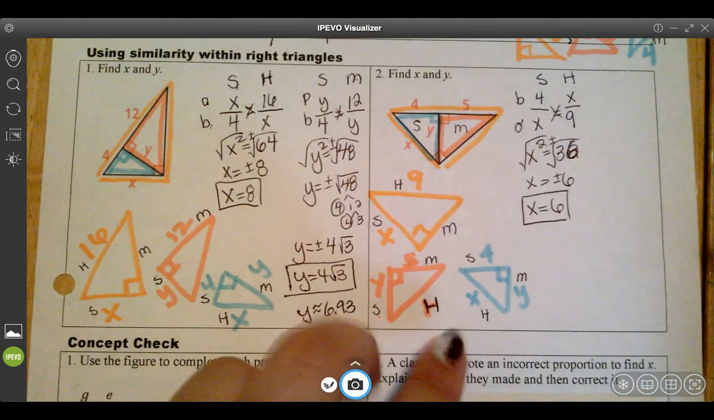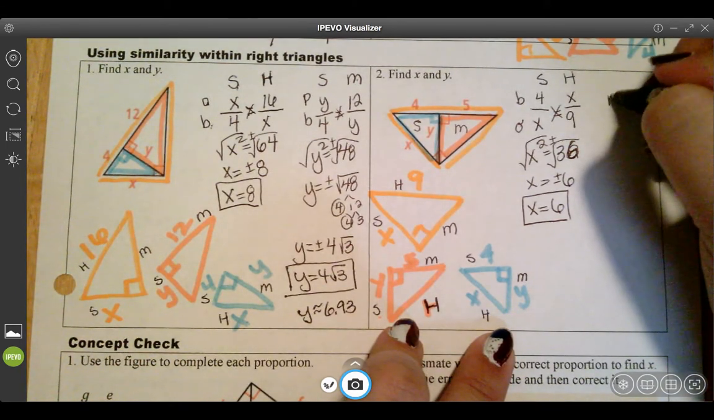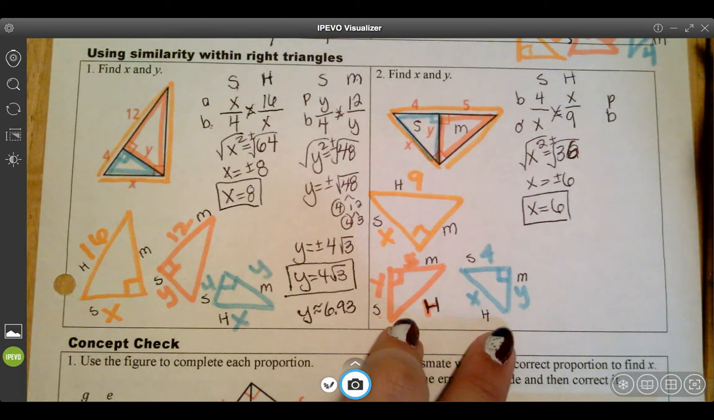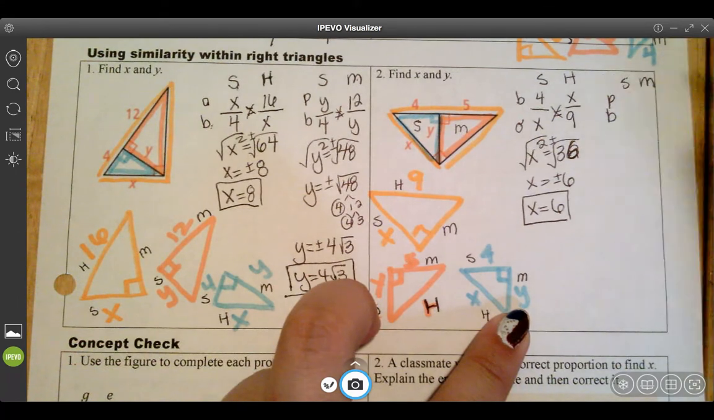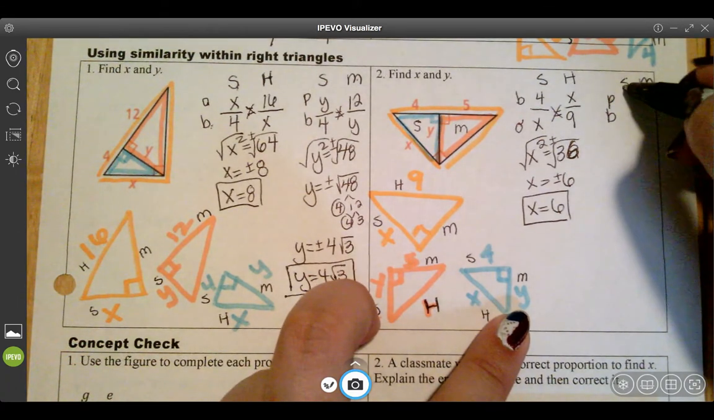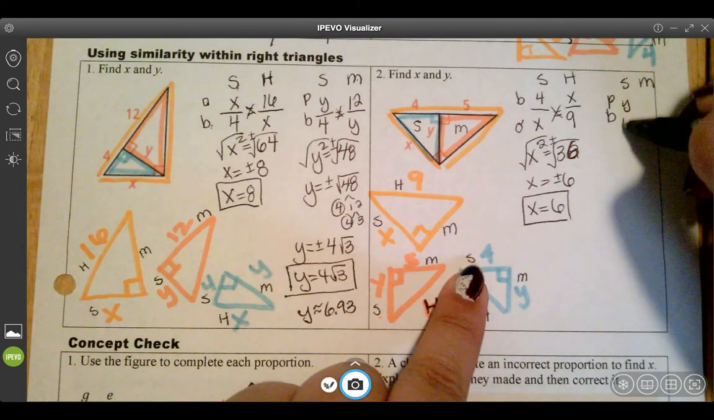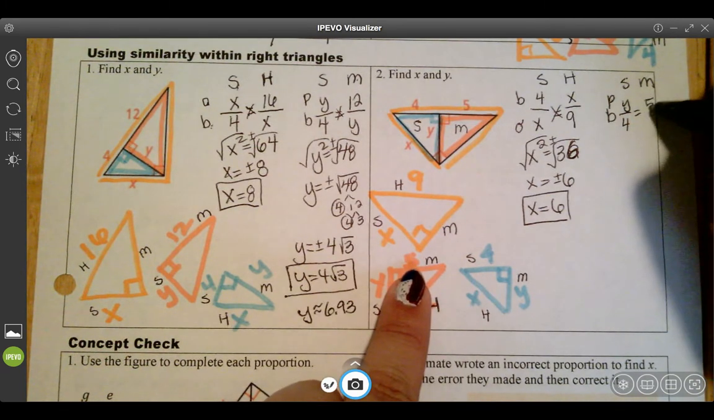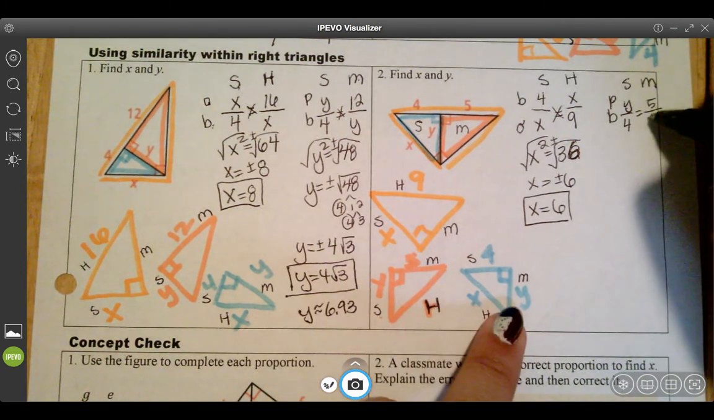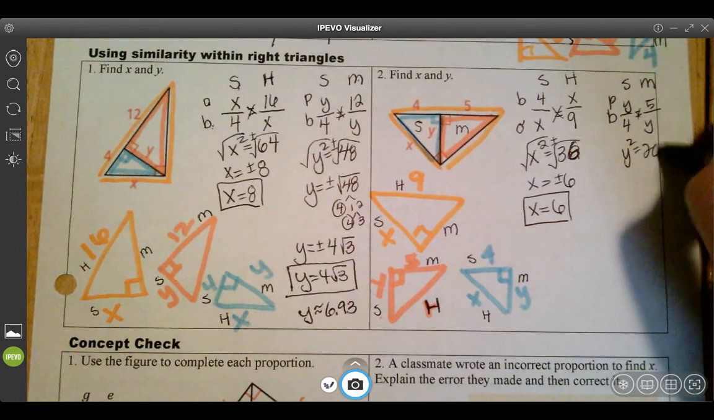Same thing for y. I find the two triangles that have y. That is the pink and blue. Pink and blue. Which sides are they on? They're on M and S. So pink S is y. Blue S is 4. Pink M is 5. Blue M is y. Cross multiply, y squared equals 20.